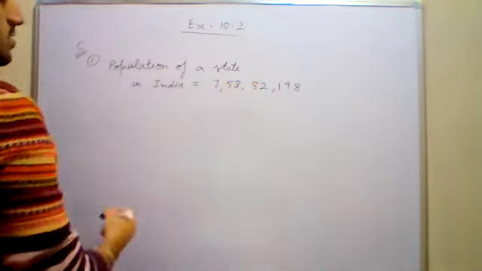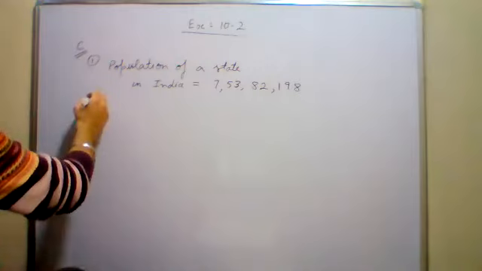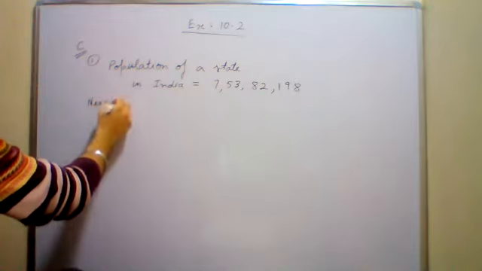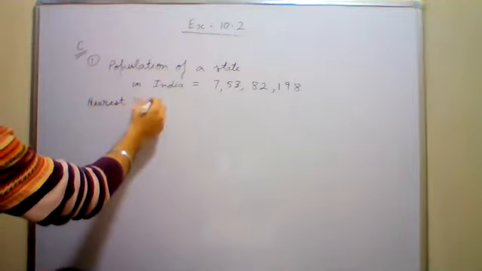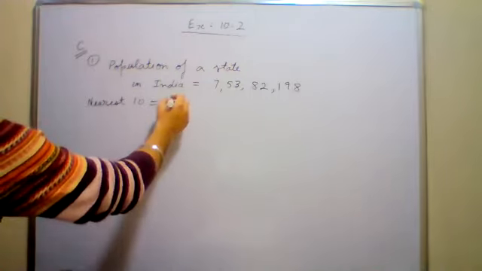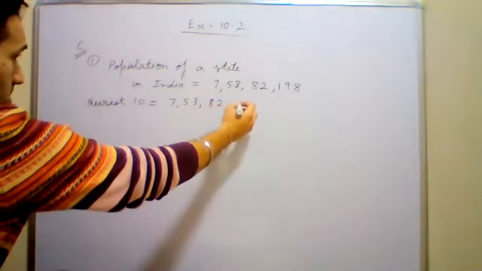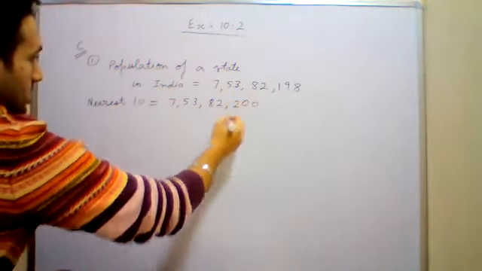If you know how to do it, you can do it yourself also. So you have to round off the population to nearest 10. How do you round off the number to nearest 10? You will get the answer equal to 7,53,82,200 because the 90 will go ahead and become 200.